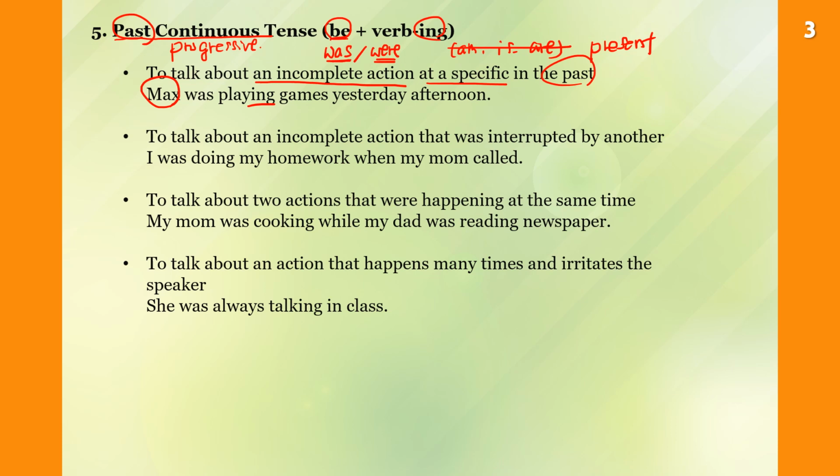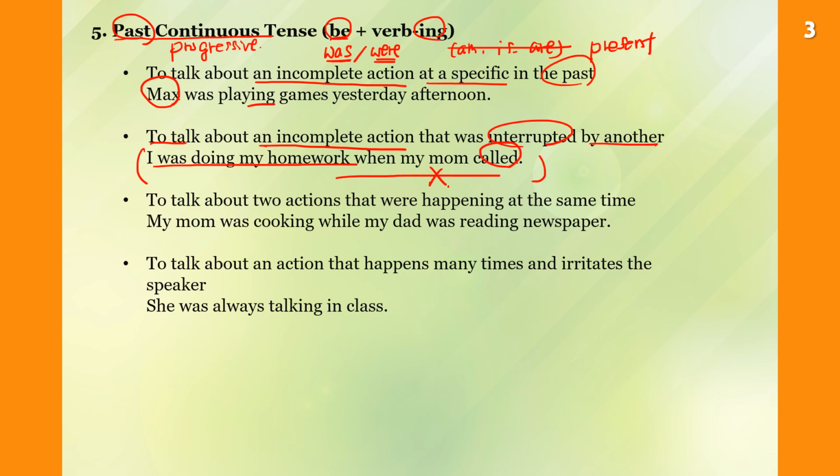We use past continuous to talk about an incomplete action that was interrupted by another. I was doing my homework and my mom called me. So I was doing my homework, my mom called me, so interruption. So you say this, I was doing my homework when my mom called me.